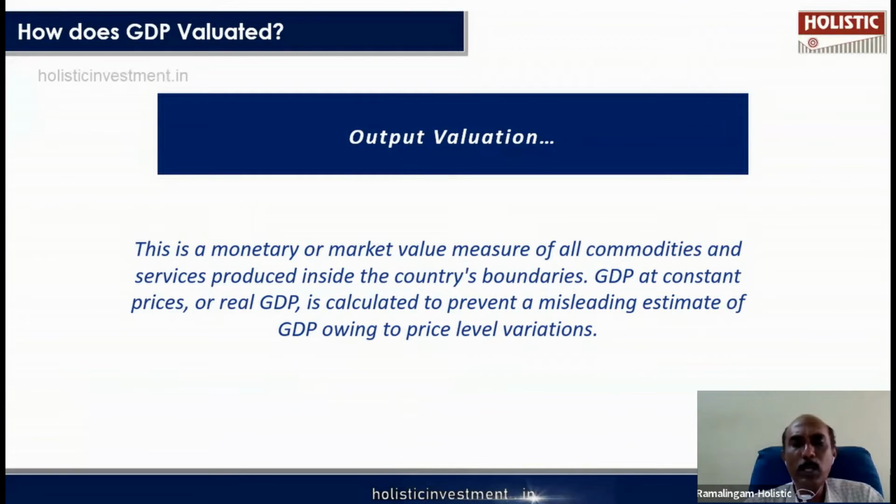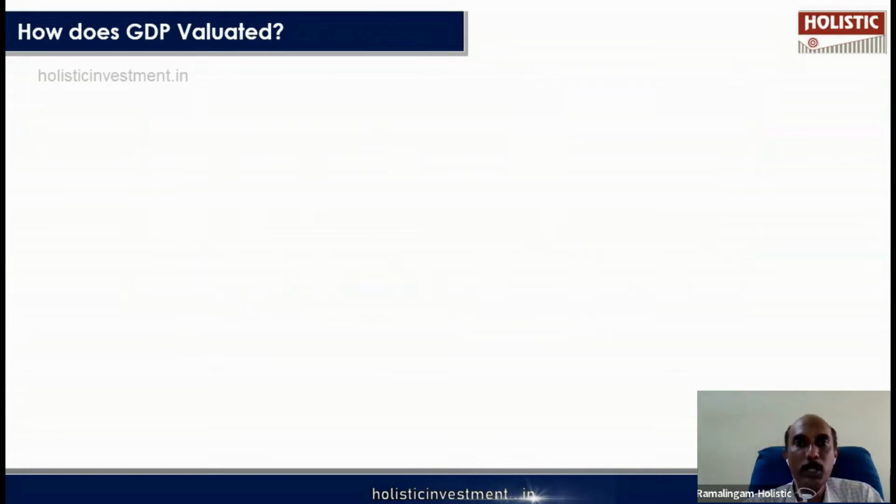Third is output valuation method. This is the third method. What's the total output based on the market value is what we have to take into account, because market value and the actual constant value can be different. Because of the rise in price, it may look like GDP has gone up because of the inflation factor. To adjust that is what we have arrived at the output valuation method.